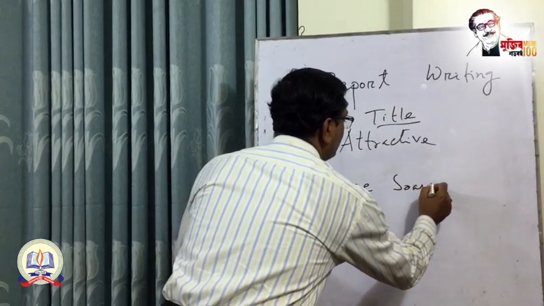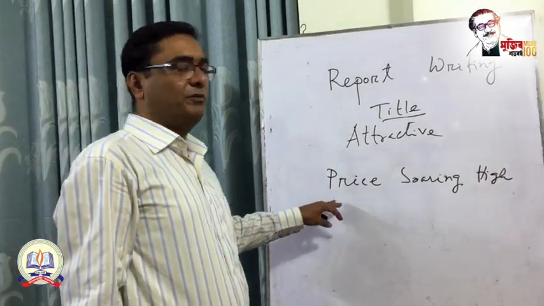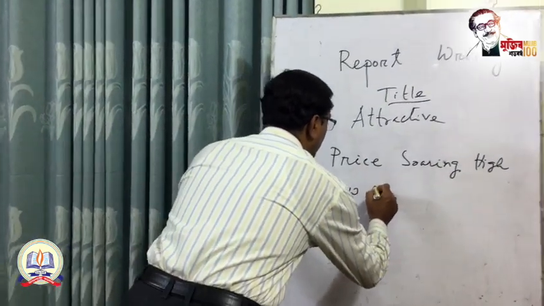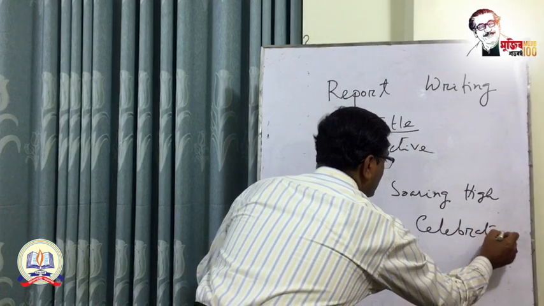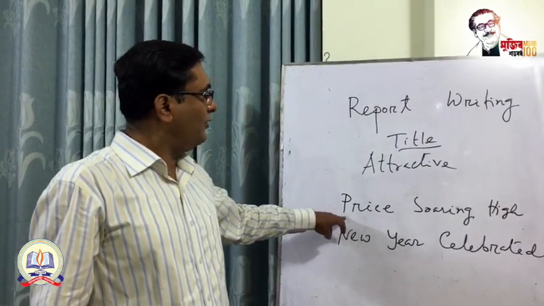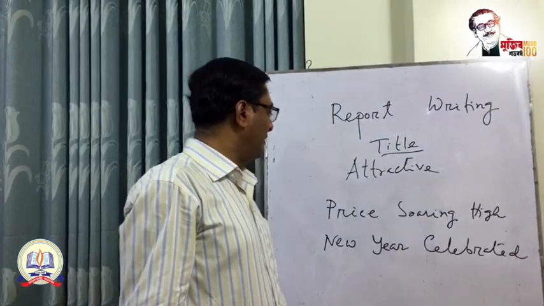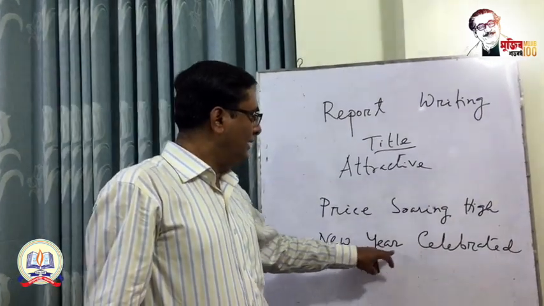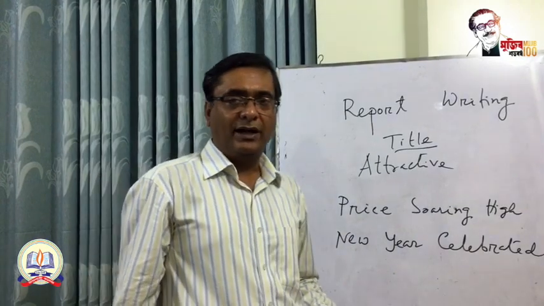Price soaring high. It's the title of a report on price hike. And another title, New Year celebrated. Now, look, I have used the first alphabet of every word as a capital. P is capital, soaring S is capital, high H is capital. New Year celebrated: in the word new, N is capital, in the word year Y is capital, and in the word celebrated C is capital. Now, this is the way you have to write the title of any report.